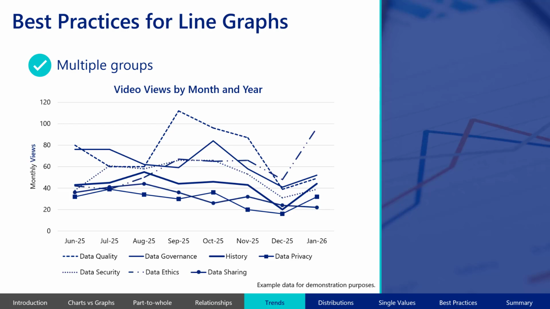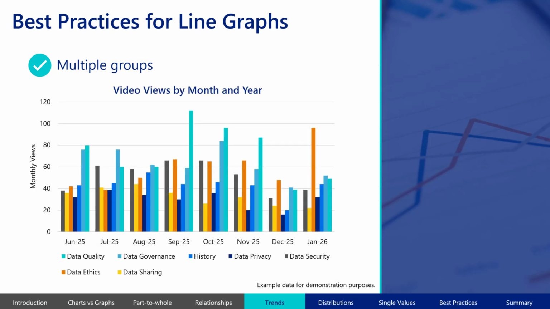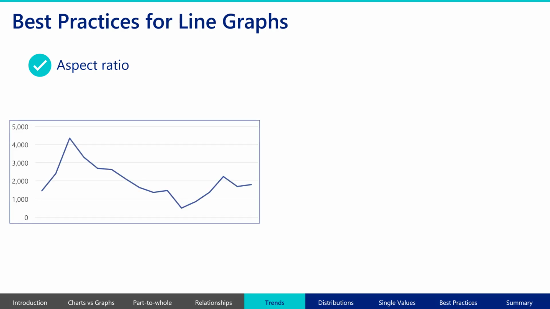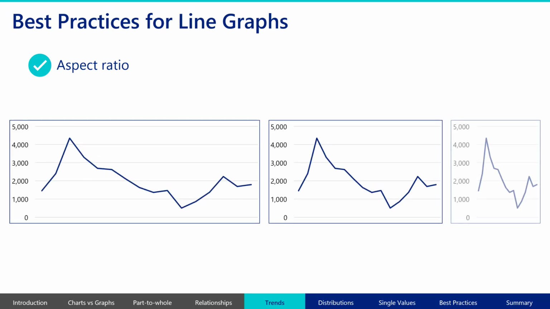If the lines in your graph are not easily distinguishable from each other due to a large number of categories, consider using a different type of visualization, such as a grouped column chart. Finally, pay attention to the aspect ratio of the axes, or the graph's height to width ratio. The aspect ratio can be manipulated to make patterns in the data more or less apparent. Choose an aspect ratio that makes important differences noticeable in the visualization without exaggerating those differences. Exercise caution, because you may give the wrong impression and mislead your audience.